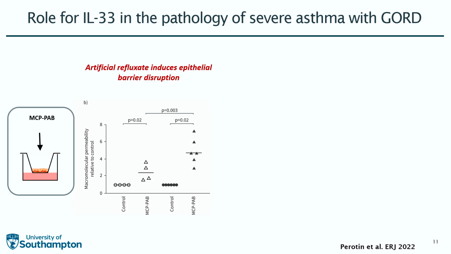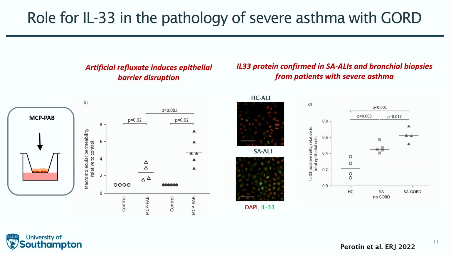And what she demonstrated was disruption in the barrier integrity, so macromolecular permeability was increased, and in severe asthmatics it was significantly different from healthy patients, showing they were more leaky, shall we say. She confirmed that in those cultures, IL-33 was upregulated. And the key thing was to take bronchial biopsies from patients with severe asthma and GORD, and she could demonstrate that the IL-33 was localized to the epithelium. So this is a different type of asthma, also demonstrating IL-33.